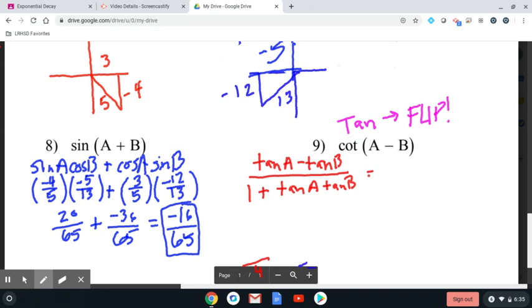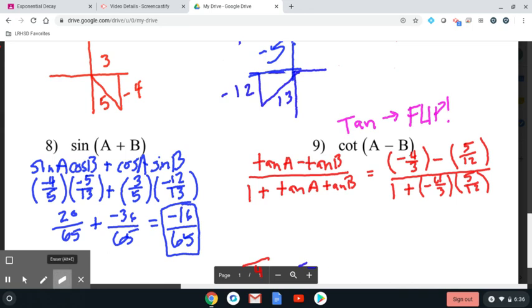All right, so when we start to plug things in, tangent of A is y over x, so we have a negative 4/3. Tangent of B is y over x, so we're going to have a positive 5/12 because they're both negative. And that's all going to be over 1 plus negative 4/3 times a positive 5/12.